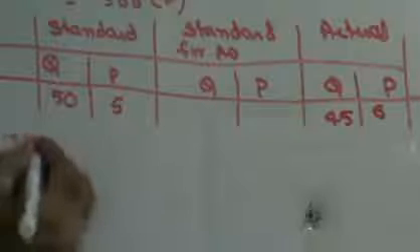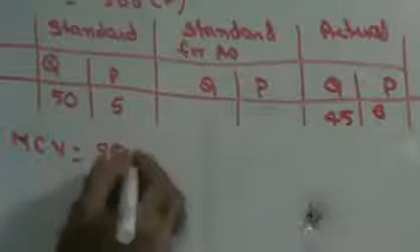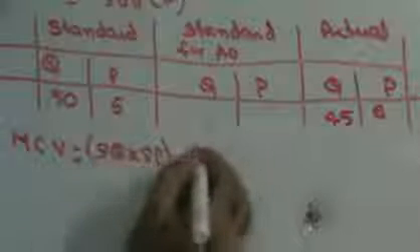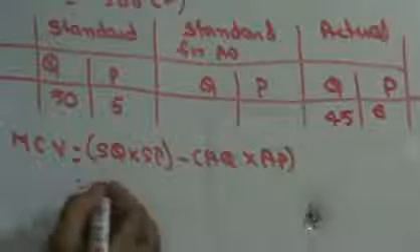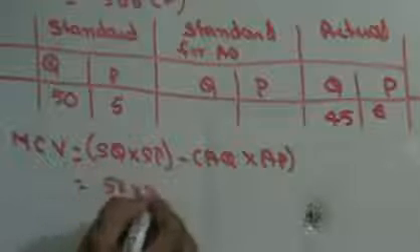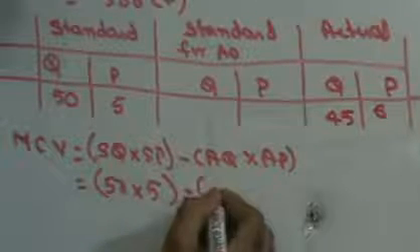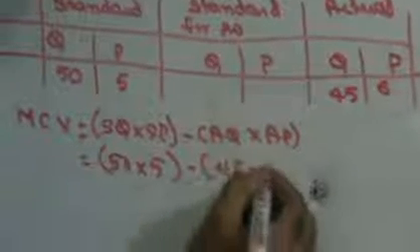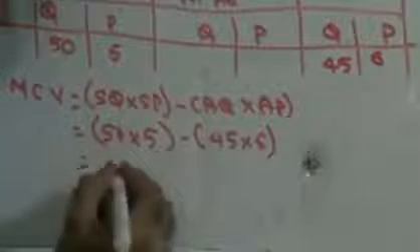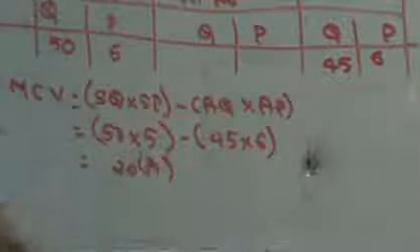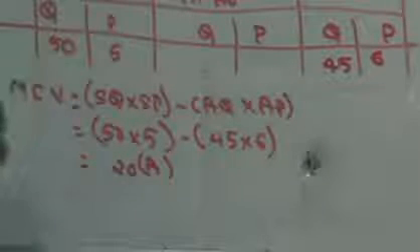They've asked you to find out material cost variance. Material cost variance, MCV, is standard quantity into standard price minus actual quantity into actual price. So in that case, standard quantity is 50 into standard price 5 minus actual quantity 45 into actual price 6. When you solve this, you will get 20 negative. So you will write this as adverse. If it is negative, you write it as adverse. If it's positive, you write it as favorable.